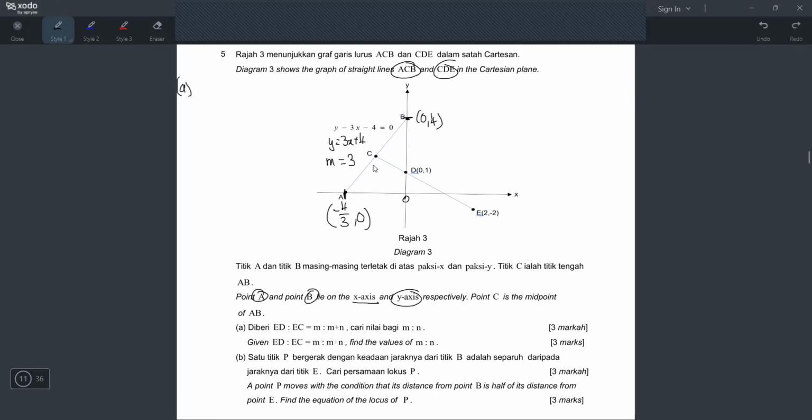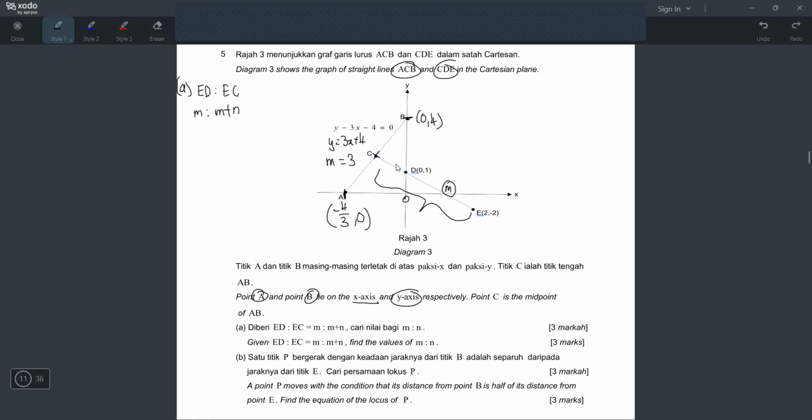So can I find point C? Yes. Just take this plus this divide 2, this plus this divide 2. Then I get my point C. Okay, but let's see what part A wants first. Given ED ratio EC equals M ratio M plus N. Let's write it down. ED ratio EC equals M ratio M plus N. It means the ED ratio is M. So ED is this, I write M. And then the EC ratio is M plus N. So E to C is M plus N.